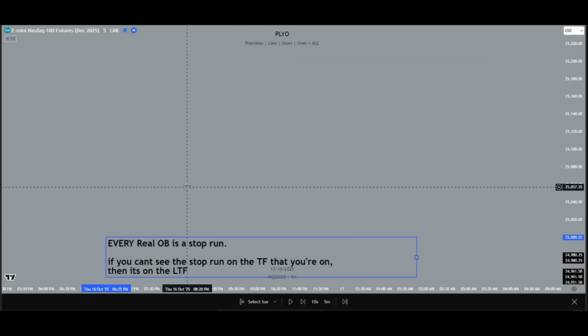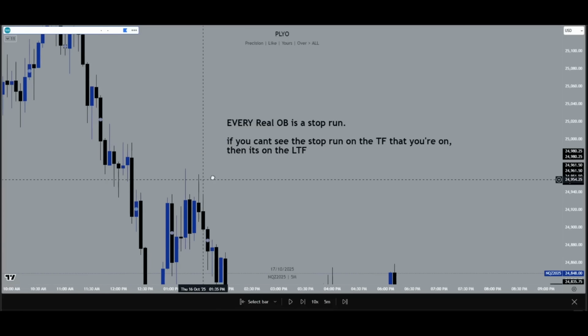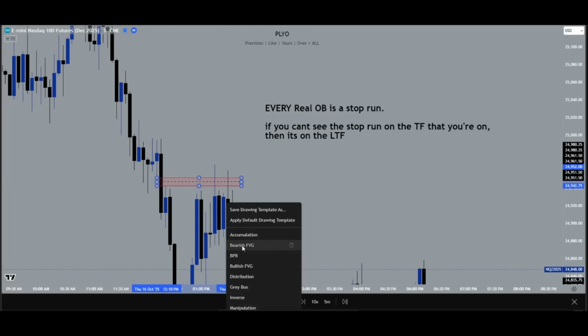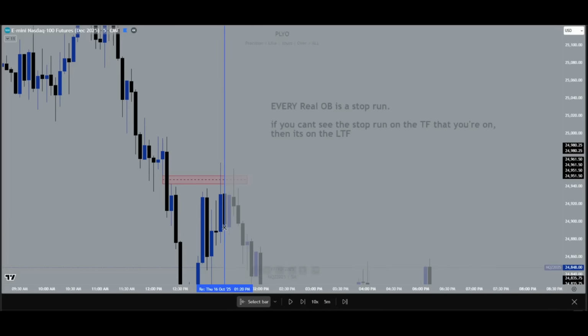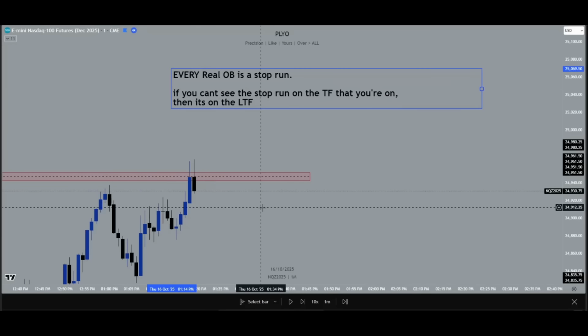Let's visualize what this looks like. This up here, if there's a wick here, that means, once again, I'm on the 5-minute. This is a 5-minute FVG. If there's a wick right here on the 5-minute, there should be a lower time frame 1-minute OB somewhere, or 30-second somewhere, because every single OB is a stop run.